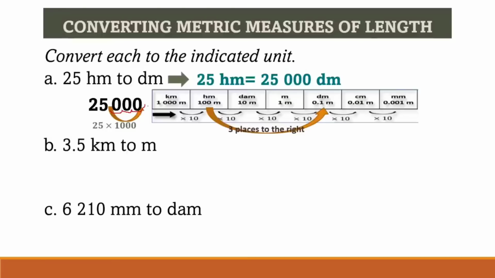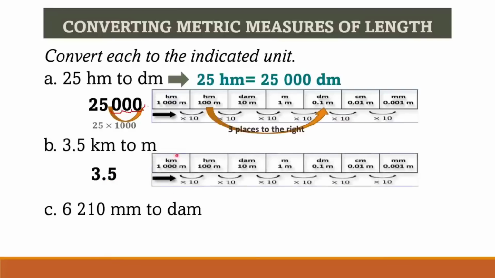For example B, we are going to convert 3.5 kilometers to meters. Our decimal point is already given, so we just have to find kilometer and meter in our diagram. The distance between them is 1, 2, and 3, okay, 3 places to the right, which means that our decimal point will also move 3 places to the right.